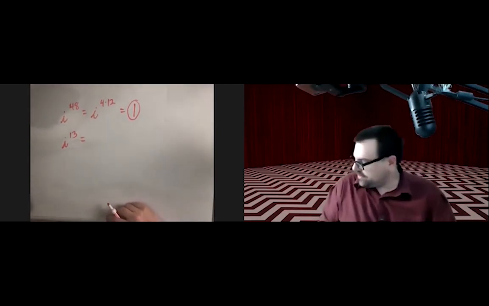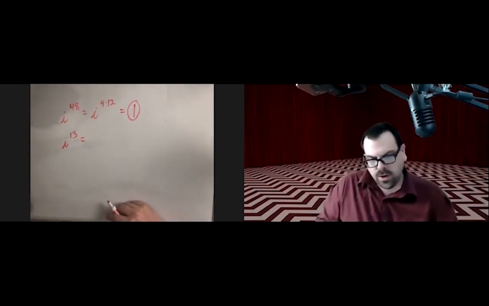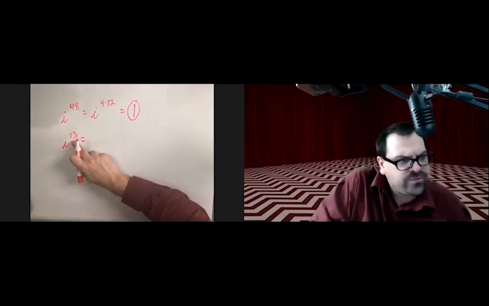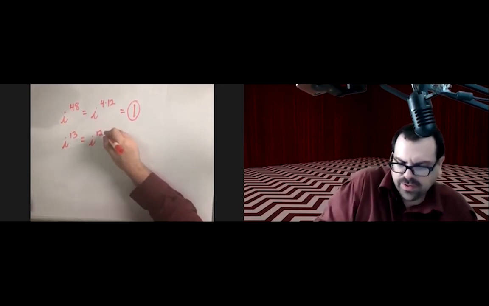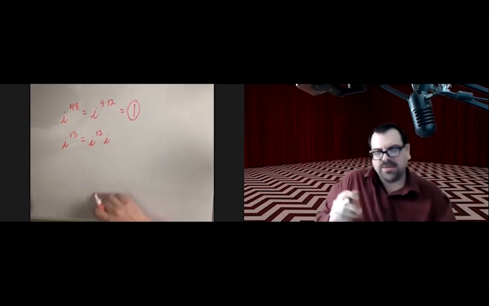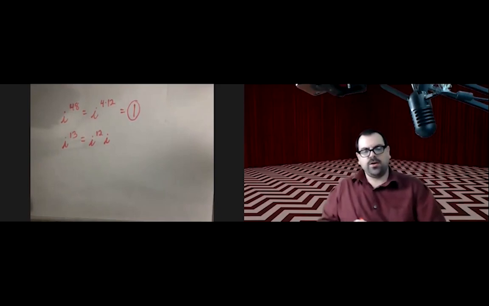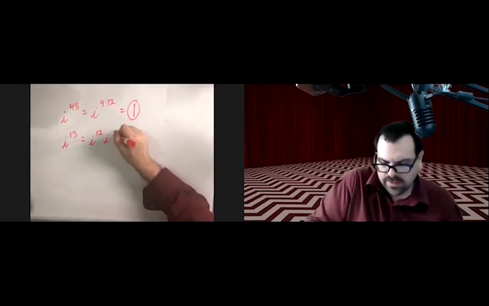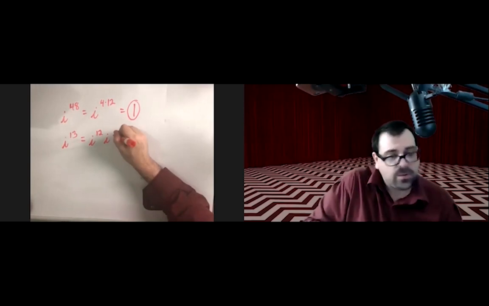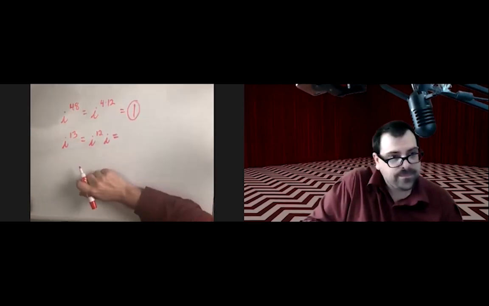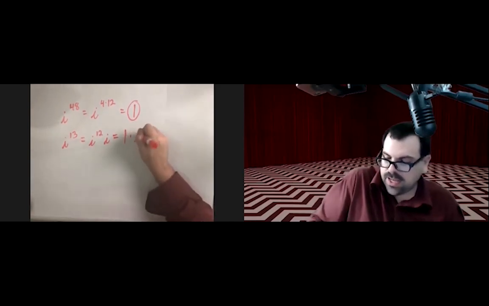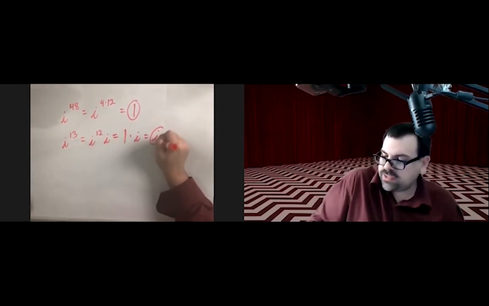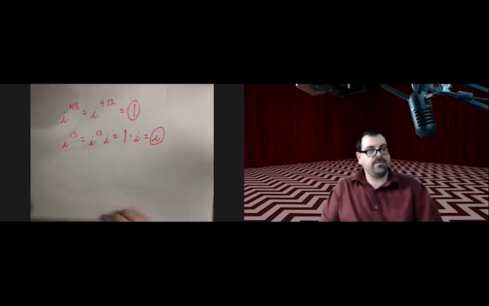I to the 13th. What's the highest multiple of 4 power we can fit into 13? 12. I to the 12th times I would be I to the 13th. And as a multiple of 4 power, I to the 12th is equal to 1. And 1 times I is just I.